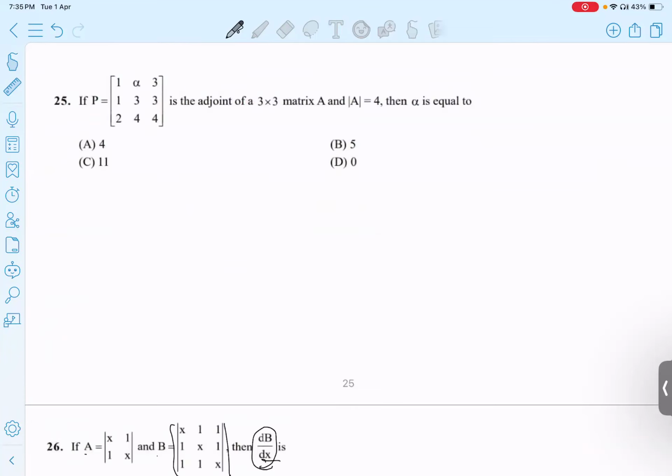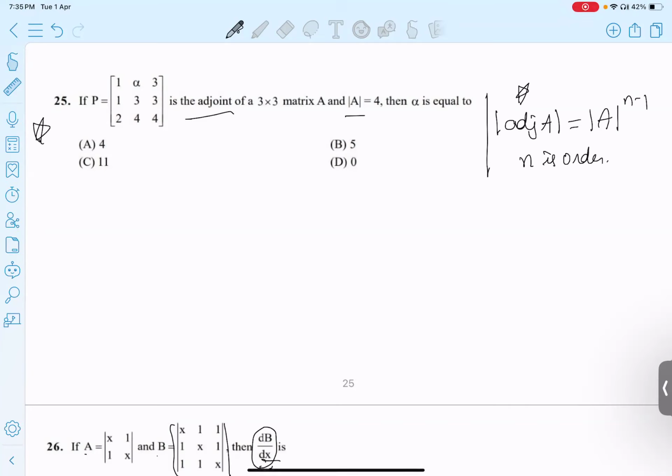I'll mark this question with a star because you have to remember one shortcut for the adjoint as well as the determinant. What is that shortcut? Remember, students, the determinant of an adjoint matrix is the same as determinant of A to the power of n minus 1. Remember this keynote. What is this n? N is the order of the matrix. If the order is 2, it will be 2 minus 1. If the order is 3, it will be 3 minus 1.